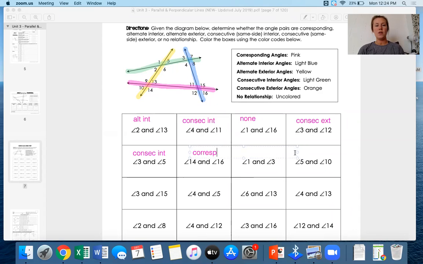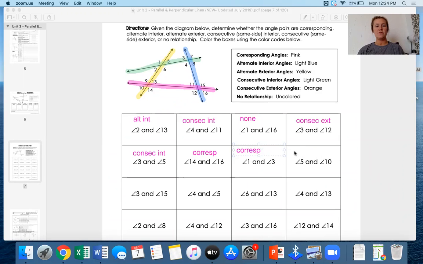Then we have 1 and 3. 1 and 3 are both on the green. They're on the same side and in the same position. So they would be, yep.